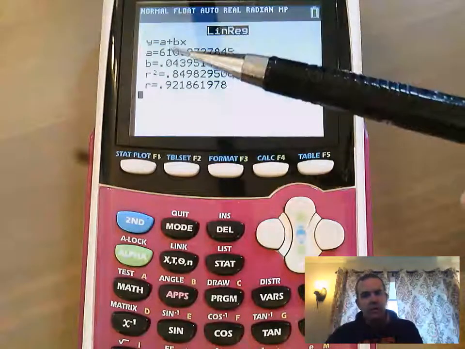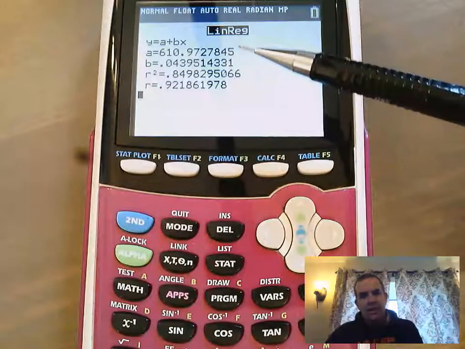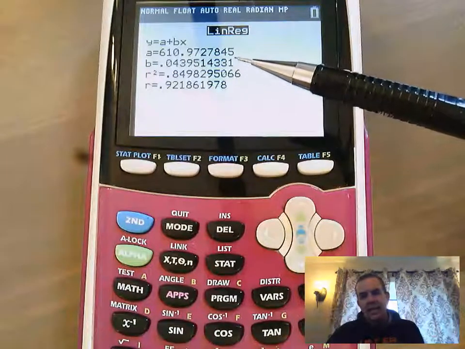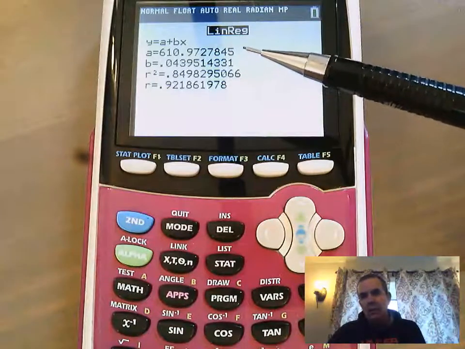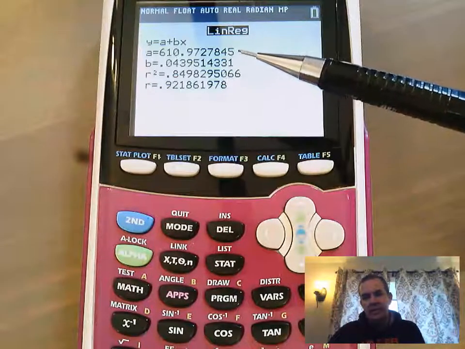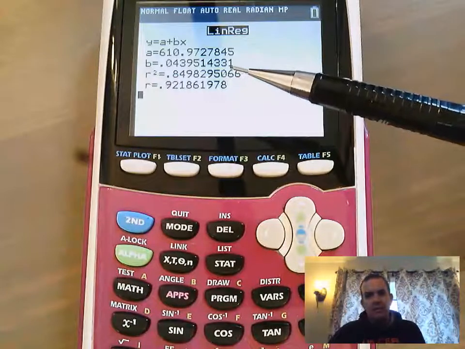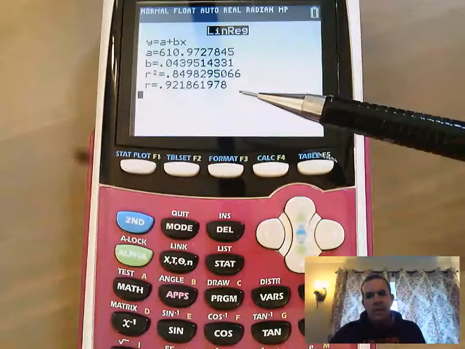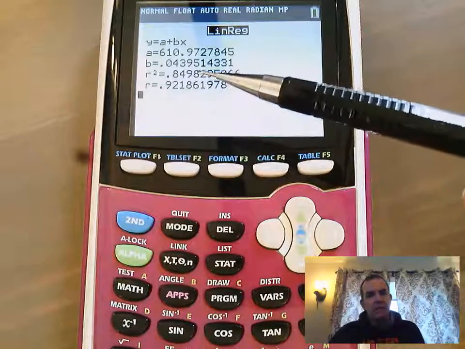And what's going to happen is it's going to give us our regression equation. Here's our regression equation. Y equals A plus BX. A is going to be your y-intercept. So your y-intercept is 610.97. That's saying that the predicted vacation spending for someone who has zero income is $610.97. It doesn't make much sense in here, but that's fine. B is our slope, 0.04395. That's saying for every dollar increase in income, the predicted amount spent on vacation increases by about 4 cents.